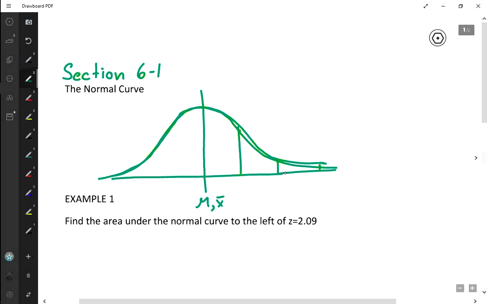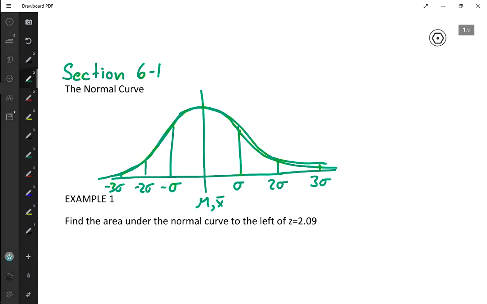What we can do is draw 3 lines each way that represent 1 standard deviation each way. So this right here is 1 standard deviation in the positive direction, 2 standard deviations away, and 3 standard deviations away. And then to the left you have negative: 1 standard deviation away to the left, -2 standard deviations, and -3 standard deviations.